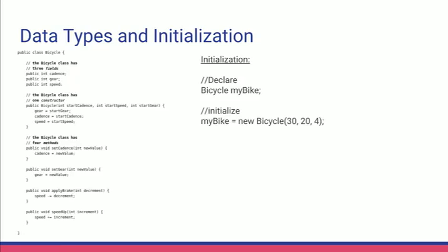Here we just have a quick example of a class as a custom data type. In this instance, a person created a custom data type of bicycle. I'm not going to go into too much detail about what a class is because we already covered that. But here on the left, you see the bicycle class. It's got its data members, its methods, and its constructor. And then on the right is a quick example of how to initialize that.